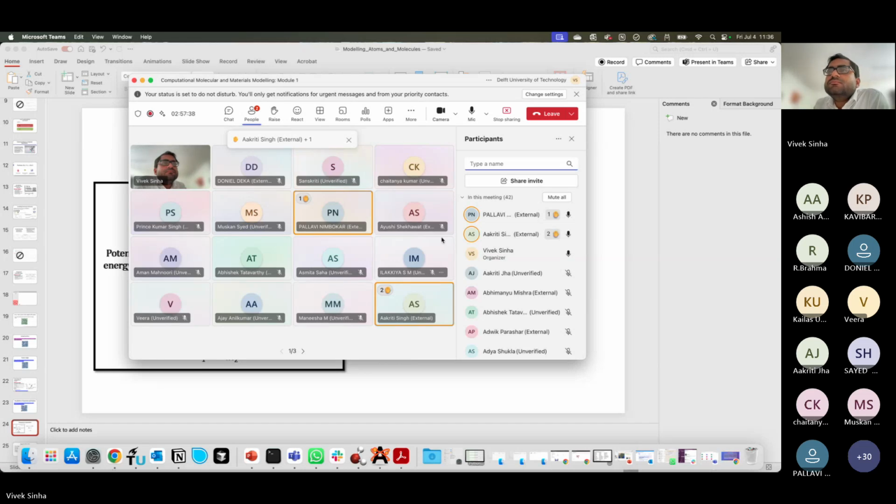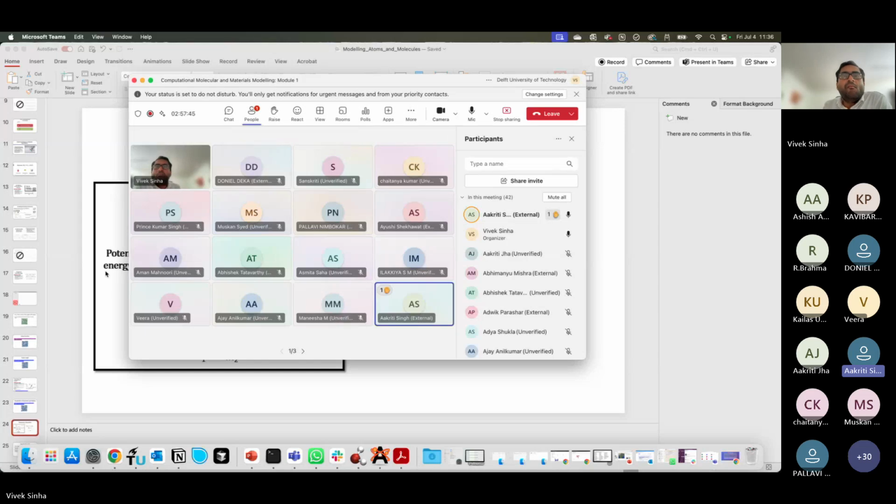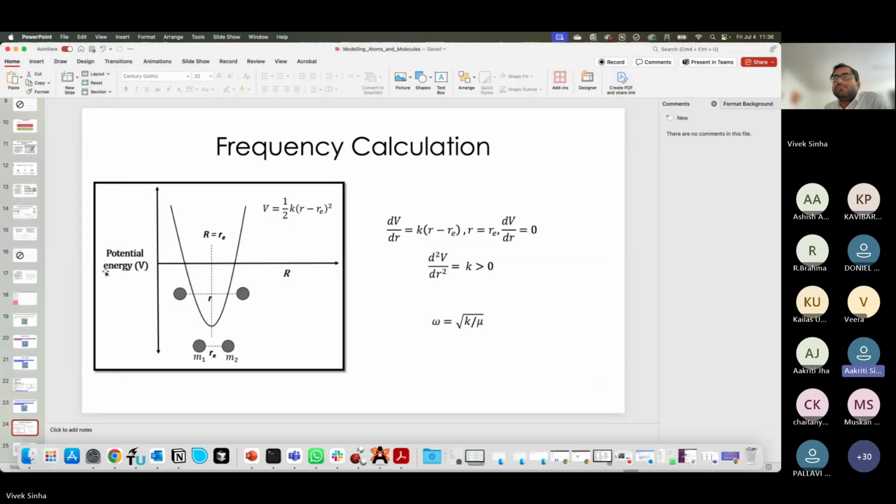Akriti. So I wanted to ask, as you were discussing that UFF only deals with systems, how are the surroundings involved? Say if you are doing molecular modeling of a cellular system, then how will that come into play?